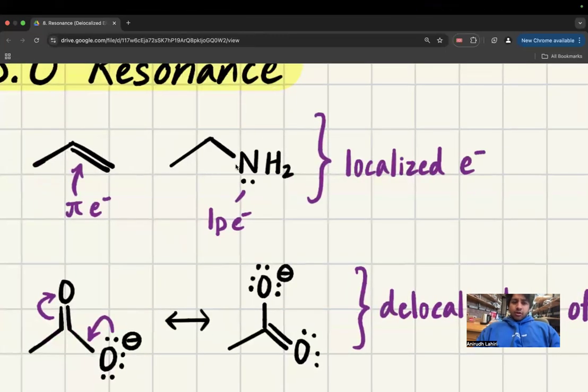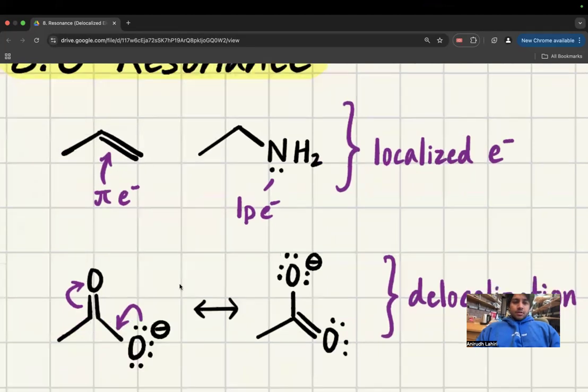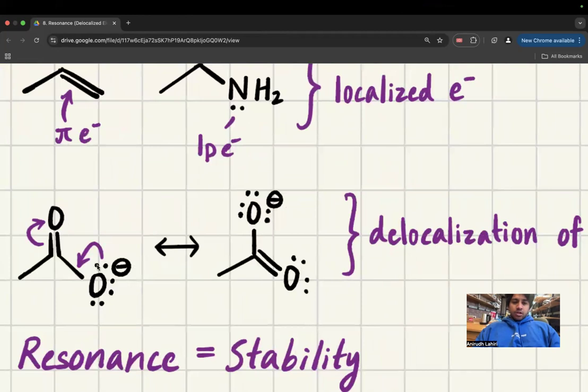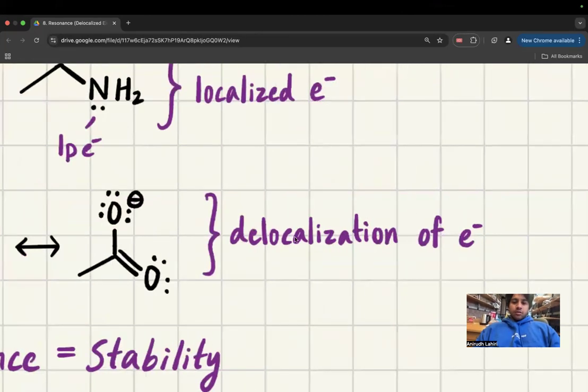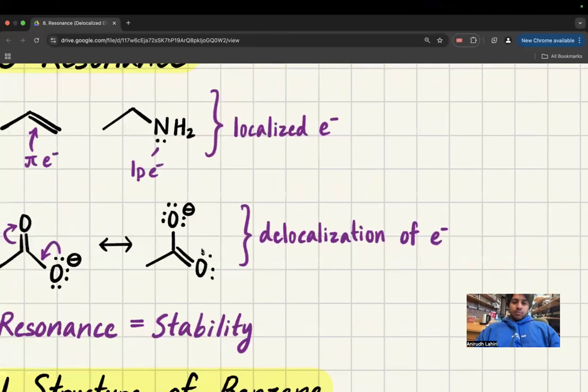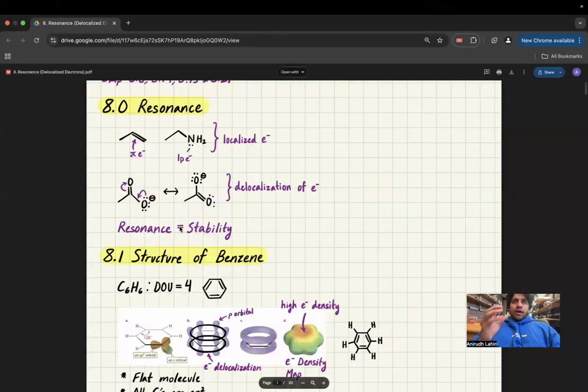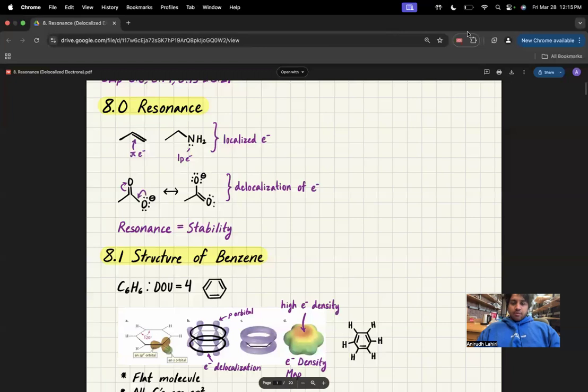These electrons aren't shared, right? Here, however, these electrons are shared. They aren't just this oxygen's electrons, they're also this oxygen's electrons. Back and forth. They're delocalized, right? They're not local on a specific point. They're moving around. And the moving around of electrons in this manner is called resonance, okay? And the more resonance we have, the more stable the compound is.